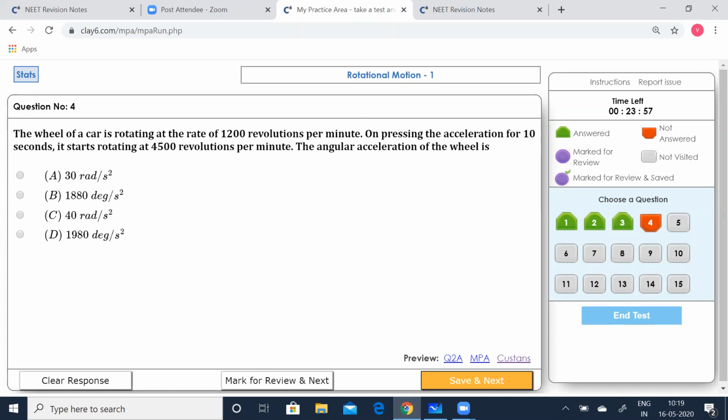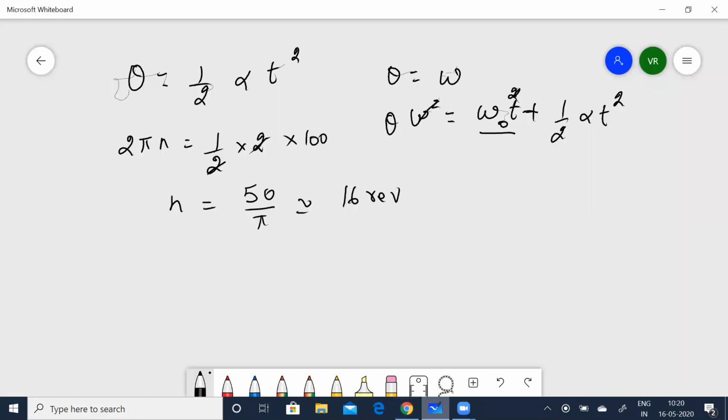Go to the next. The wheel of a car is rotating at the rate of 1200 revolutions per minute. On pressing the accelerator for 10 seconds, it starts rotating at 4500 revolutions per minute. The angular acceleration of the wheel is how much? Look, in all these questions, the speed is always given in revolutions per minute, so we need to convert it to omega and then do it. Let me clear this.